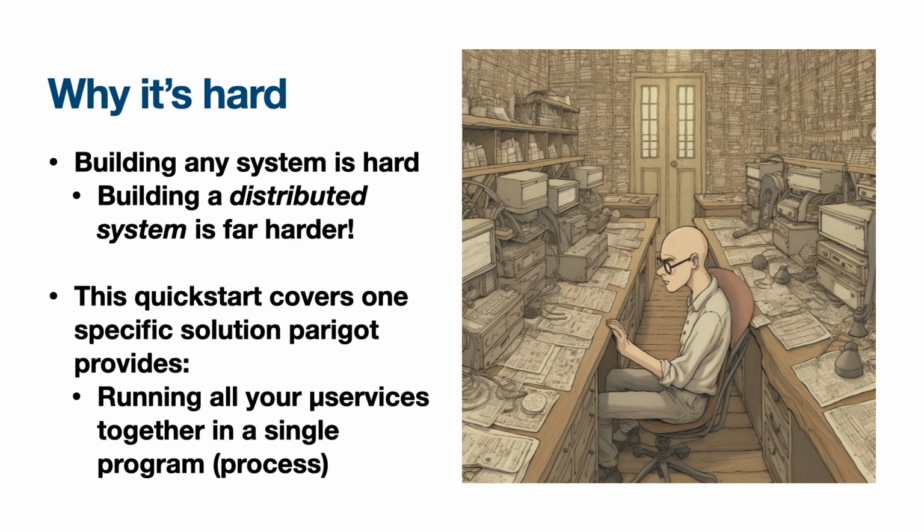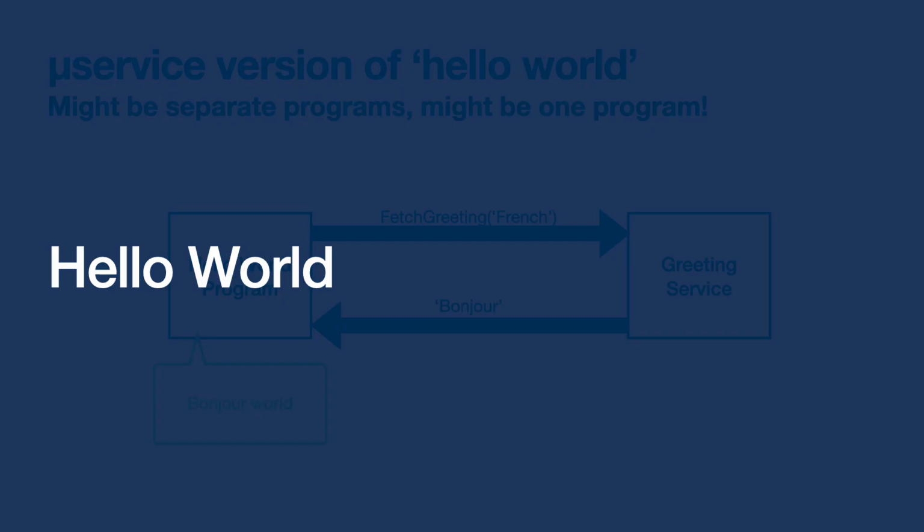This quick start is going to cover one particular feature of Parigot, which is the ability to run all your microservices inside a single program, or a single process if you prefer. For this quick start, we're going to use, of course, the Hello World program and another program you'll see later.